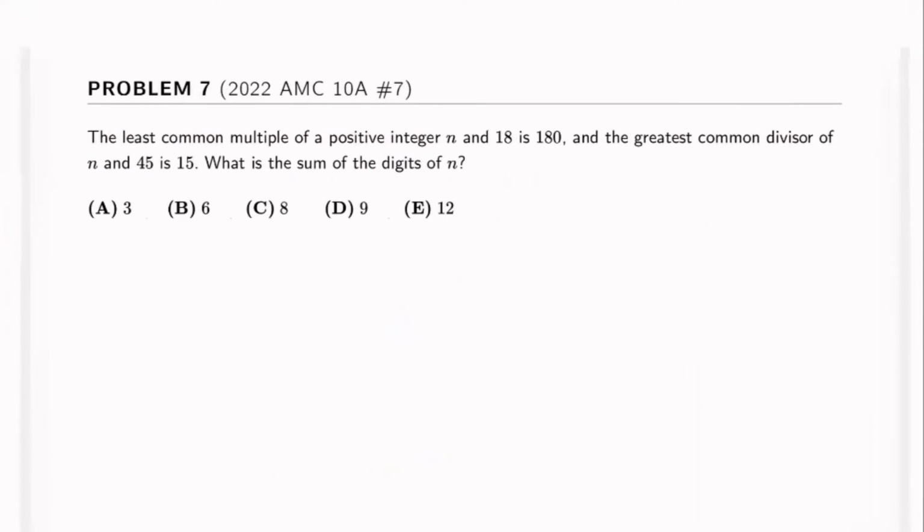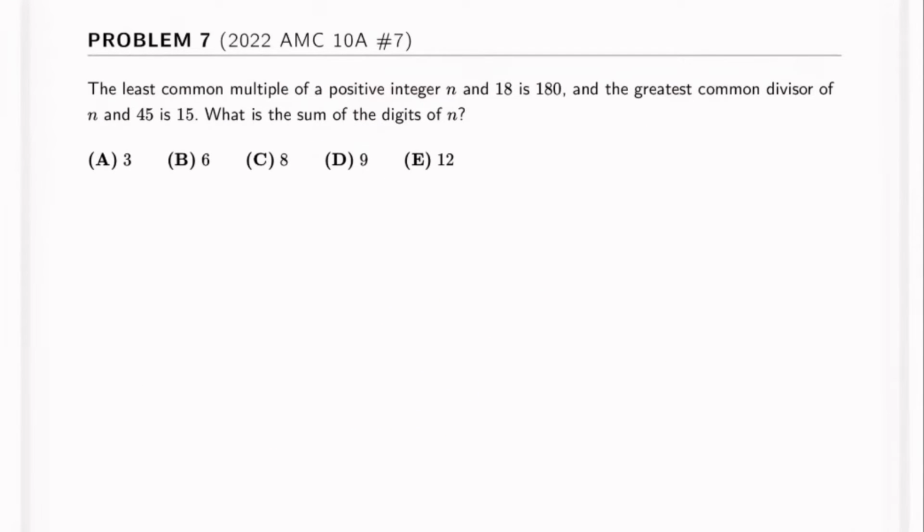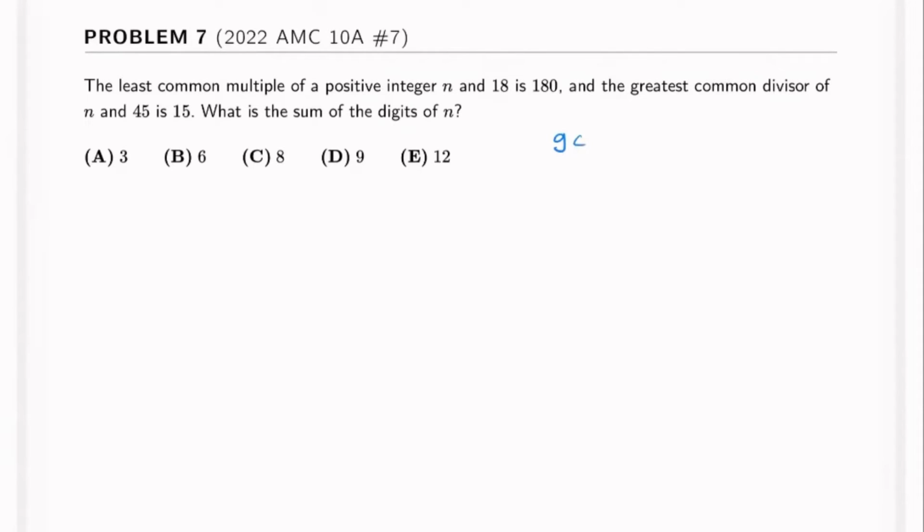Okay, so here's number 7. The least common multiple, LCM, of positive integer n and 18 is 180, and the GCD of n and 45 is 15. What is the sum of the digits of n?